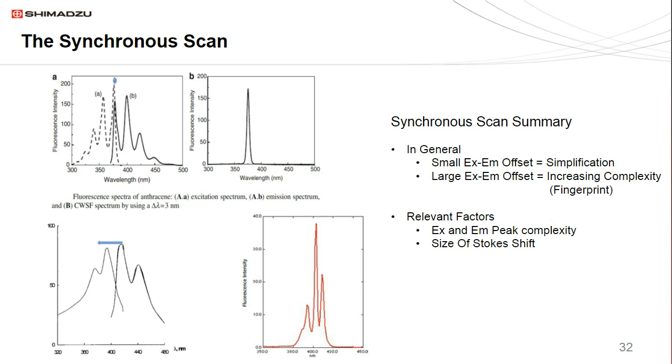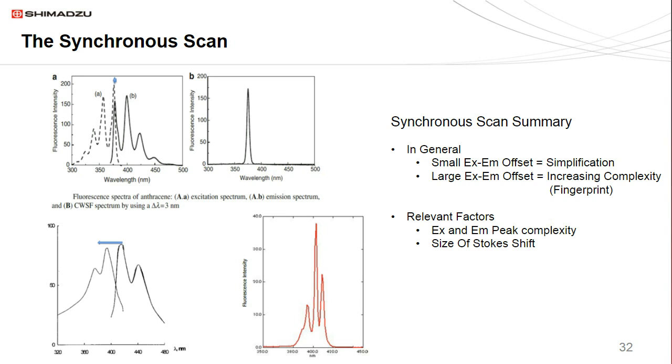In general, a small offset results in simplification. A large offset results in increased complexity. So what this means is if you have a mixture and you do a synchronous scan at a small delta offset, you will get a simple peak for every component. For example, you can take benzene, toluene, and xylene, which are very close together in their fluorescence properties, and get almost baseline separated 3 synchronous scan peaks, which could actually be quantitated. So small delta offset synchronous scanning is very useful.